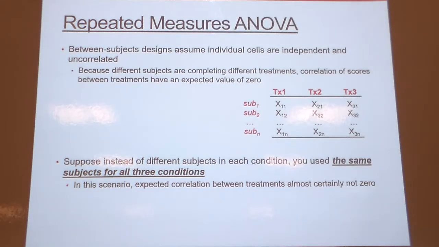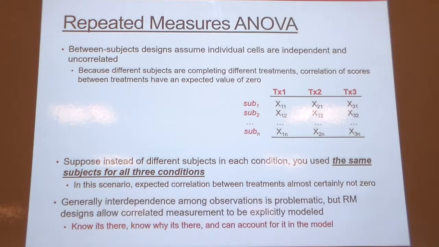Same thing, Morgan is here, Stephanie is here, Sam is here. If I have the same person going through and completing different things, I'm expecting their scores to be correlated with one another, right? And typically this is problematic. Typically with our between subjects groups, we don't want our cells, our conditions, our values to be correlated with one another. But with our repeated measures designs, we say, all right, we already know they're going to be correlated because that's how we're collecting the data.